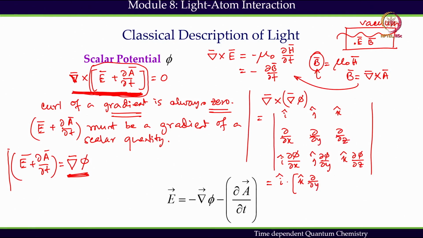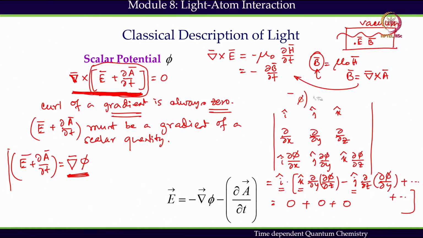Now I have the partial derivative with respect to y, and then the partial derivative with respect to z, minus j times the partial derivative with respect to z, then with respect to y, then the other two terms will come in. Now look at these terms. Here I have a dot product between i and k and i and j, which means that the first term will be 0. Similarly, the second term will be 0 and the third term will be 0. So the entire term will be 0. So we have proved that the curl of a gradient is going to be 0. So mathematically we are correct if we express it this way.